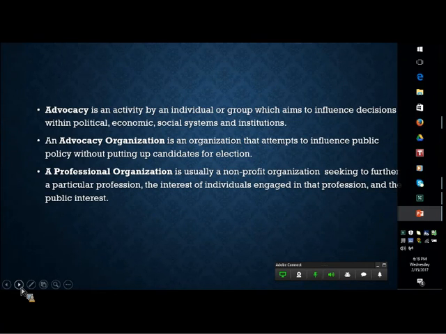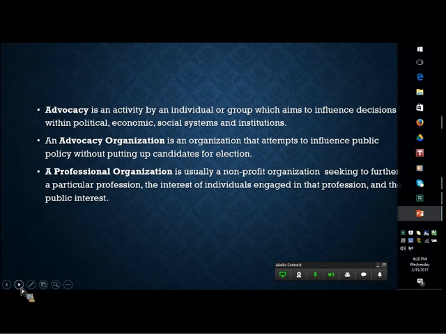So, as an advocacy organization, they try to influence public policy, and they don't necessarily have candidates up for political office, but they try to influence legislators, representatives, or senators that are already making policy. And they support certain policies or they oppose certain policies, depending on the groups that they advocate for.